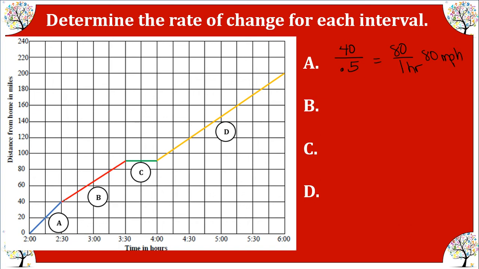Let's look at interval B. It went from 40 to looks like 90. So from 40 to 90 is a change of 50, over the time from 2:30 to 3:30, which is 1 hour. So this is 50 miles per hour. And then from 3:30 to 4, there was no distance. So this was simply 0 miles per hour. That's when they had a rest.